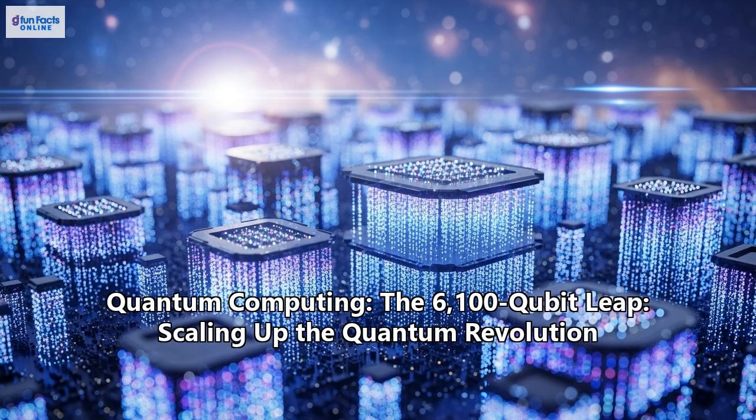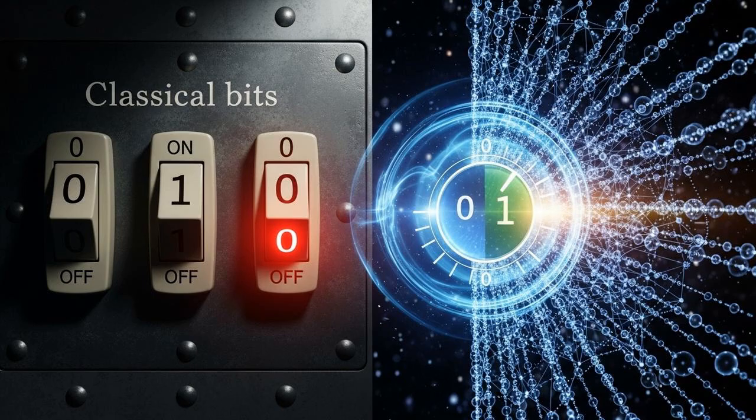So what does this actually mean? To understand this massive leap, we first need to understand what makes a quantum computer so different. A classical computer uses bits, which are like light switches. They can be either off, a 0, or on, a 1. Simple and definite. Quantum computers use qubits.